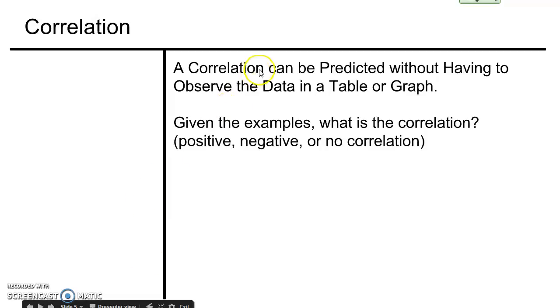And a correlation can be predicted without having to observe the data in a table or graph. Given the examples, what is the correlation, positive, negative, or no? So you're going to think about the two variables in each of these examples we're about to look at and think about, as one variable increases, what happens with the other? Is the other variable also going to increase? That would be positive. Is the other variable going to decrease? That would be negative. Or do they have nothing to do with each other? That would be no correlation.